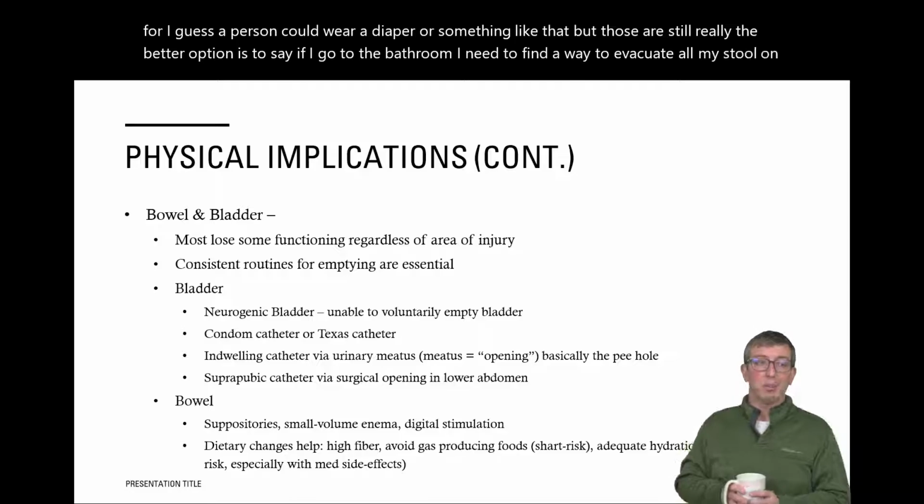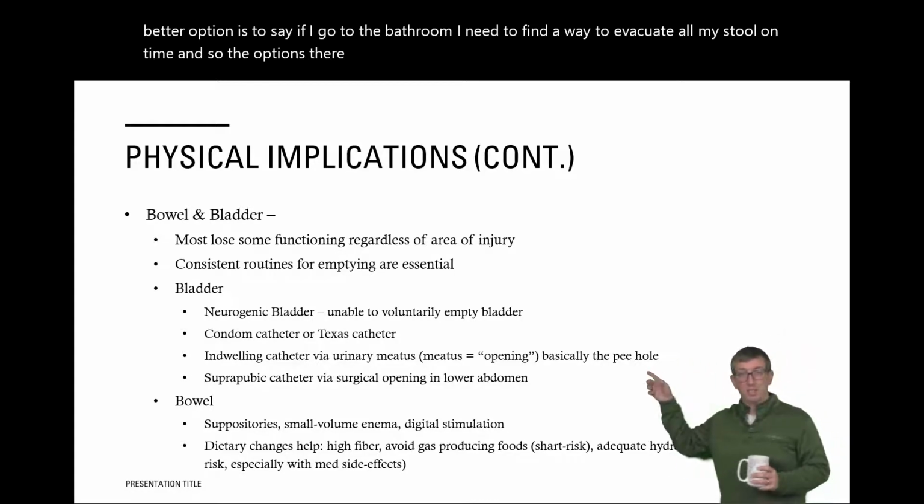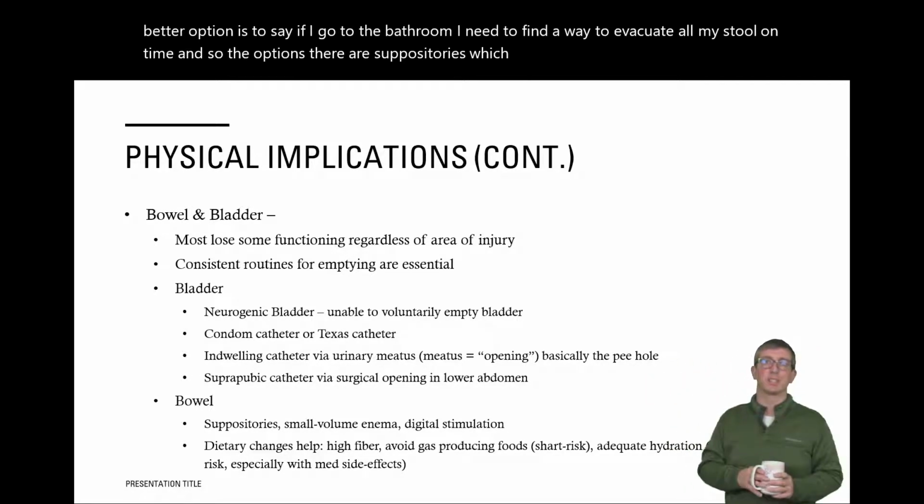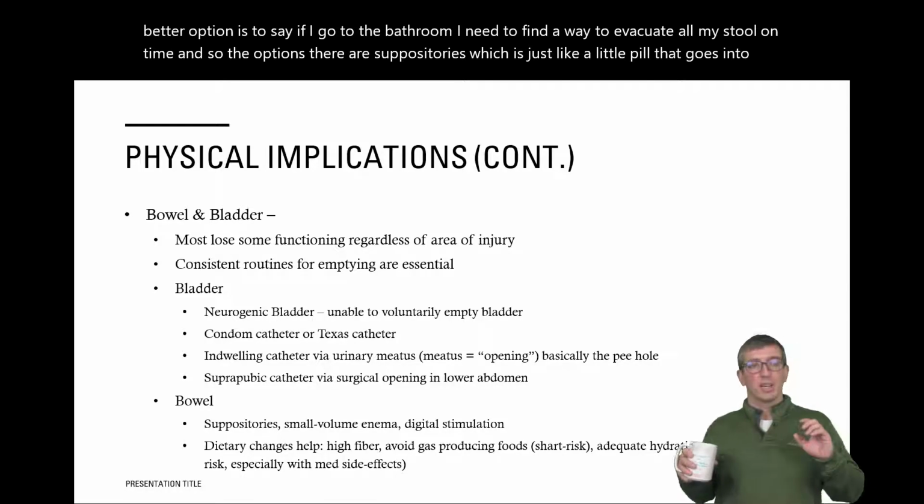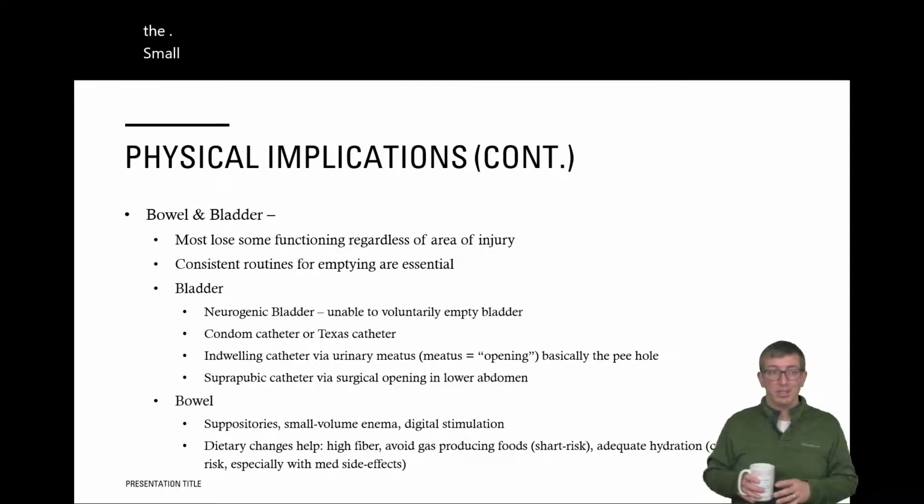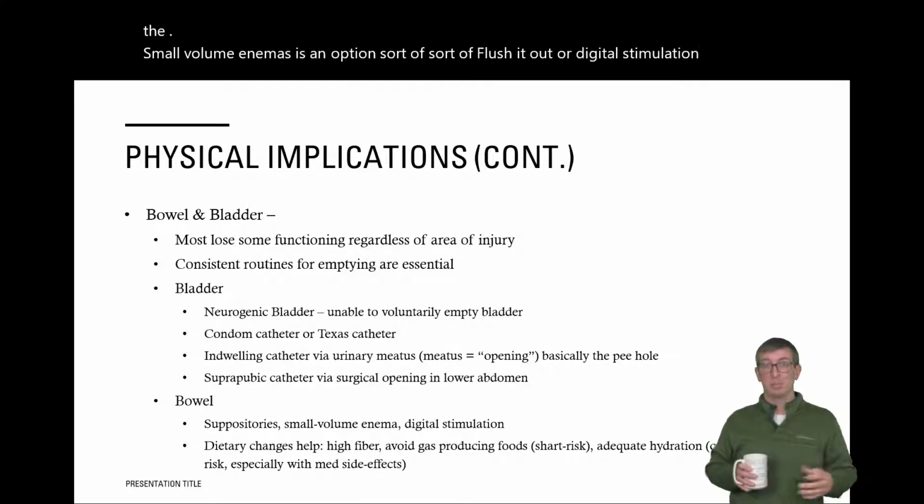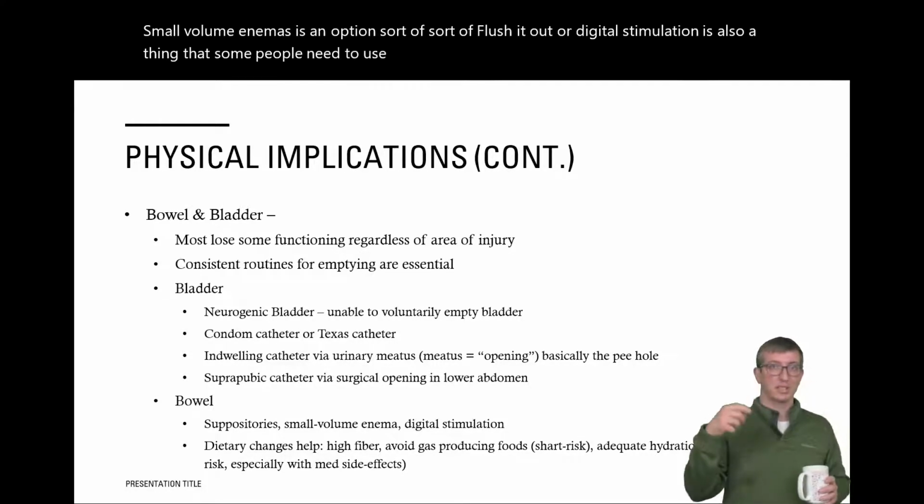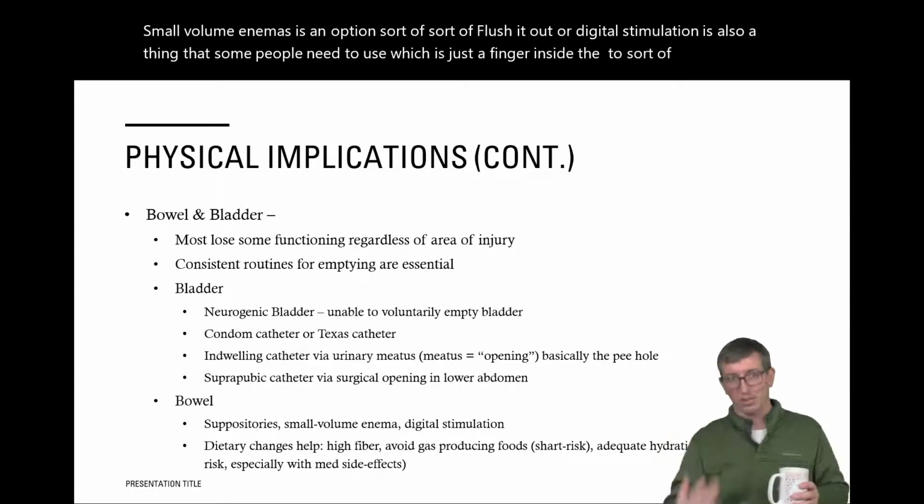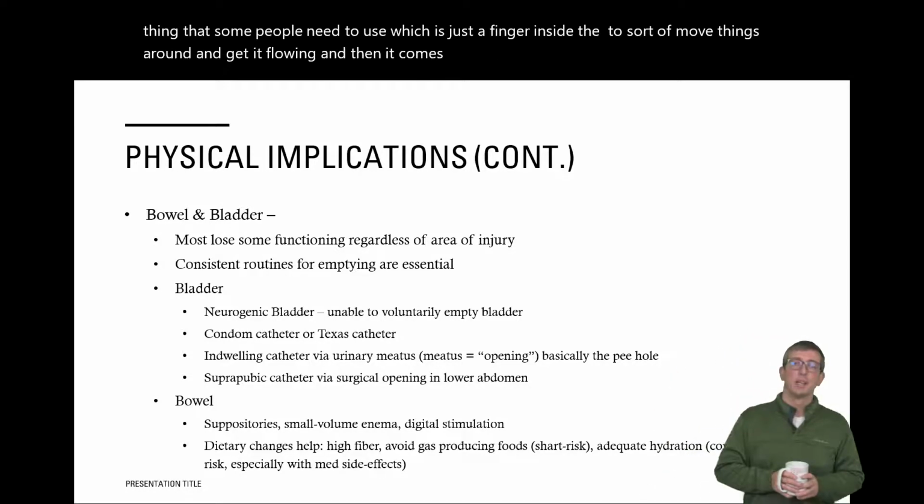So the options there are suppositories, which is just like a little pill that goes into the anus. Small volume enemas is an option, to sort of flush it out. Or digital stimulation is also a thing that some people need to use, which is just a finger inside the anus to sort of move things around and get it flowing, and then it comes out that way.